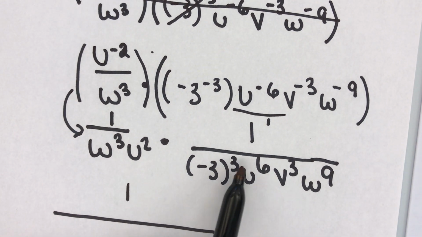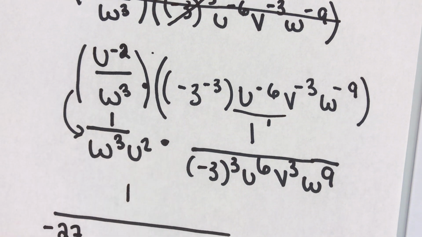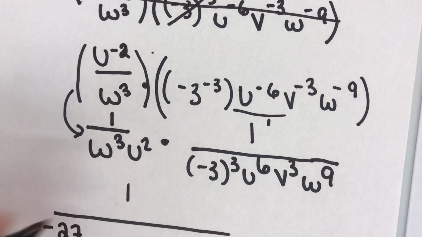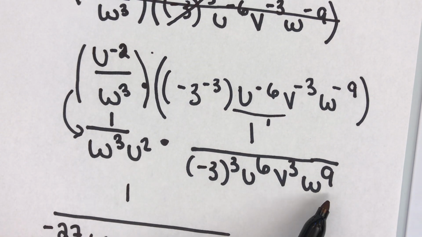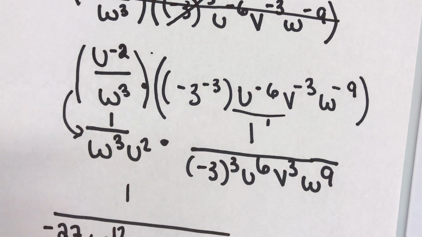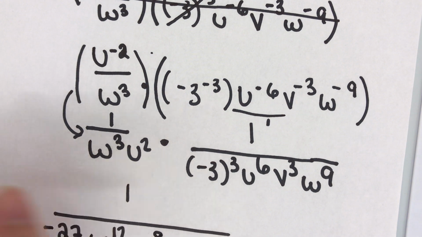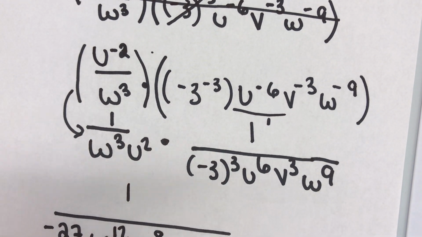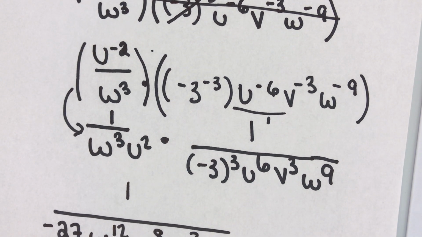I'm going to do this -3 to the 3rd now. So -3 to the 3rd is -3 times -3, which is 9, times -3, which is -27. The W3 is going to get combined with the W9. W3 times W9 is W12, because remember, through multiplication, exponents get added. U2 and U6 is U8, because 2 plus 6. And I only see one V, so I'm just going to leave V to the 3rd. And that would be my final answer.